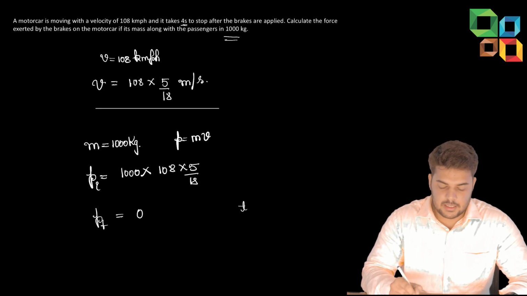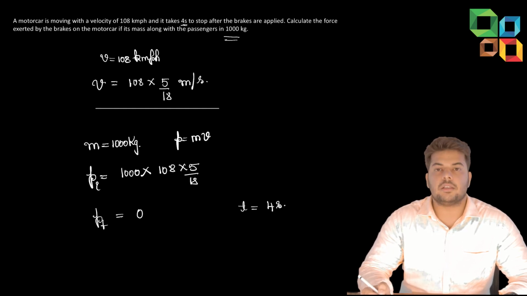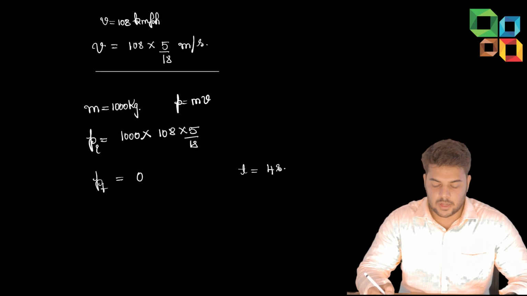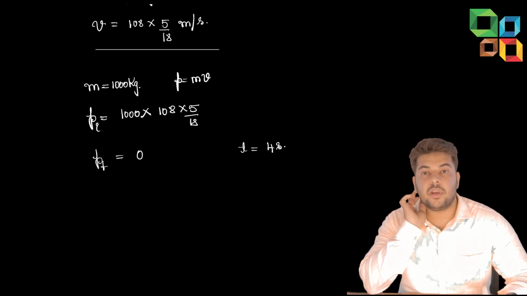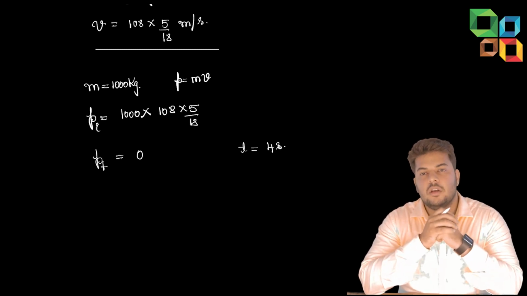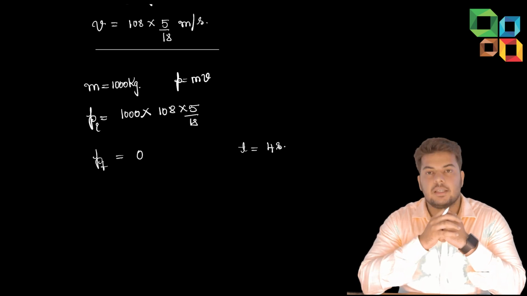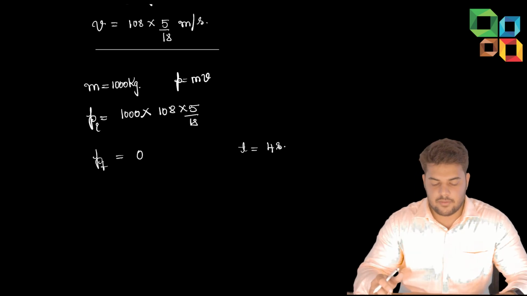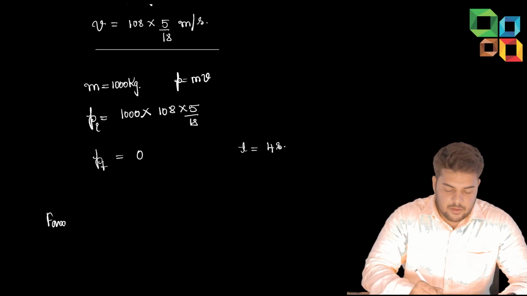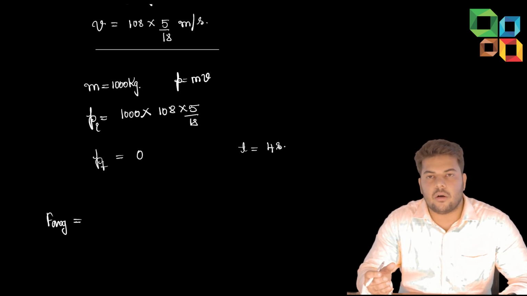And you can see that the time it took for the car to be brought to rest is 4 seconds, right? So what is the force? Now the force need not be a constant over here, right? When you apply the brakes, the force need not be constant. So let's say that we are calculating the average force. Average force is the total change in momentum divided by the total time taken. Averages are always defined like that.